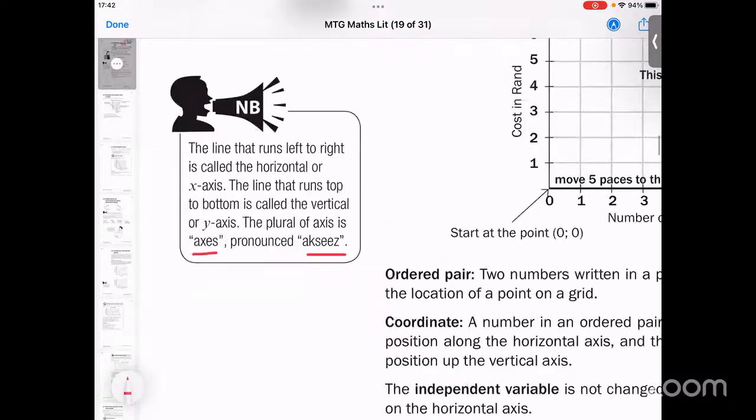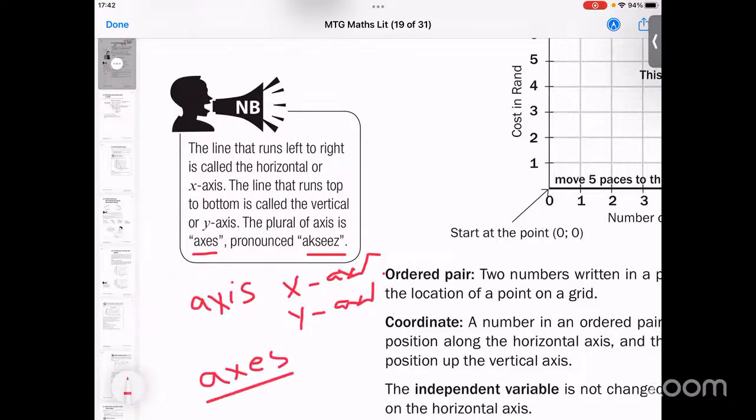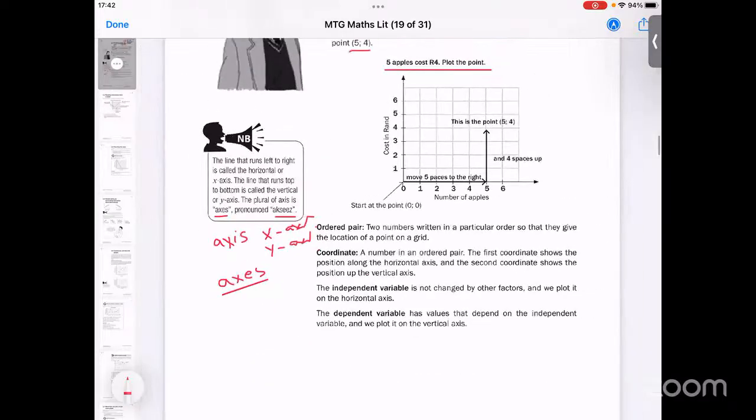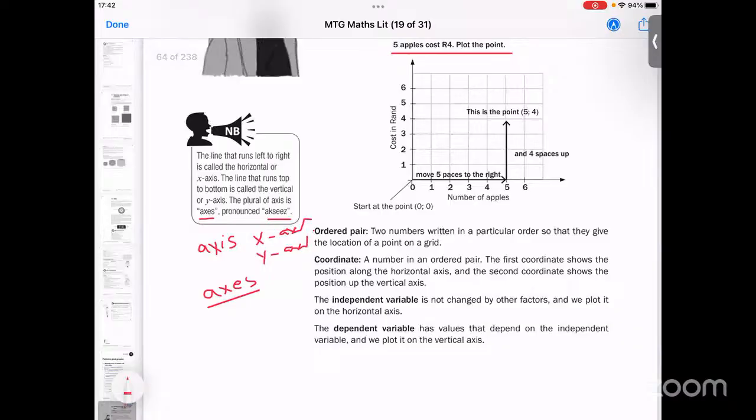So we've got an axis, which refers to either the x-axis or the y-axis. But two of them, we call them the axes. Hope you get that point, honorable member. Not that pi, but that point.